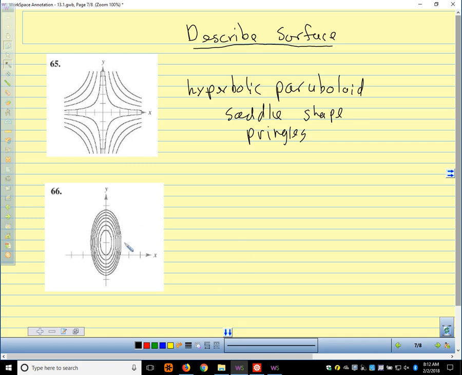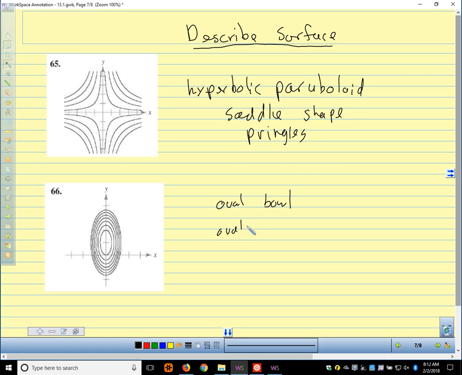All right, how about this one? It's like the top part of an ellipsoid. I thought of a bowl. Do we know if it's going in or out? Can we tell? We can't tell unless we know how our constants are changing, whether this is the high point or the low point. So it could be an oval dome.